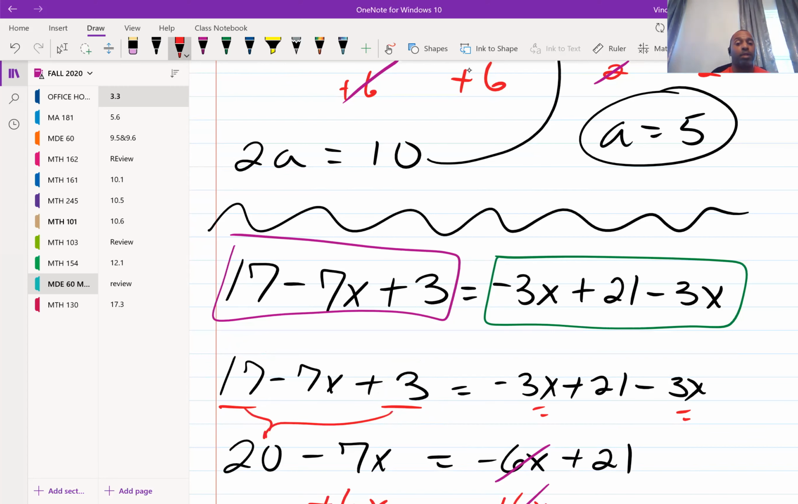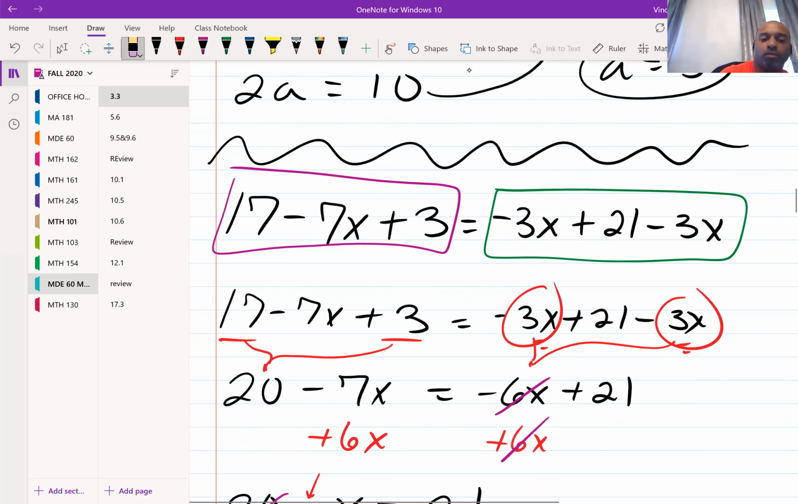And we're not using opposite operations because they're both on the same side of the equation. We're just adding them together. And then the same thing over here, we have negative 3x and negative 3x. Add those together, that gives us a negative 6x. All right. Any problems? Now, once again, we haven't used opposite operations yet. You only use that when you move across your equal sign.